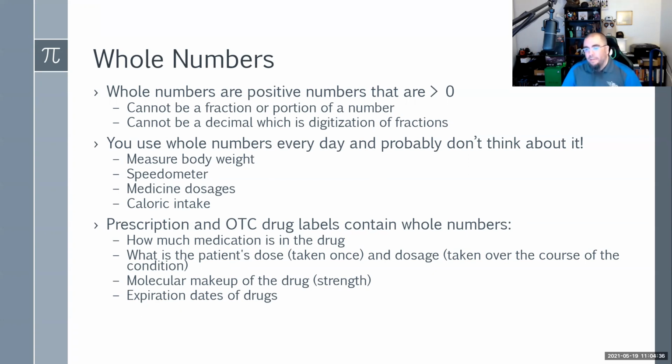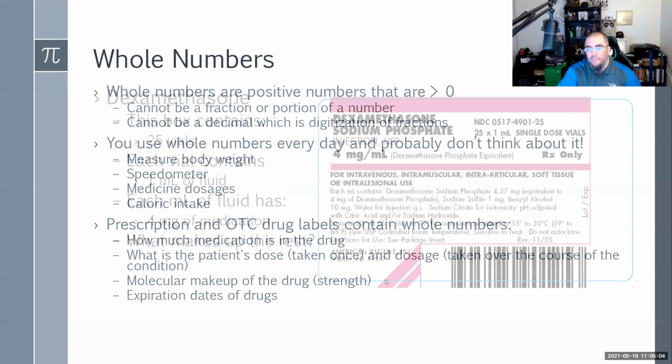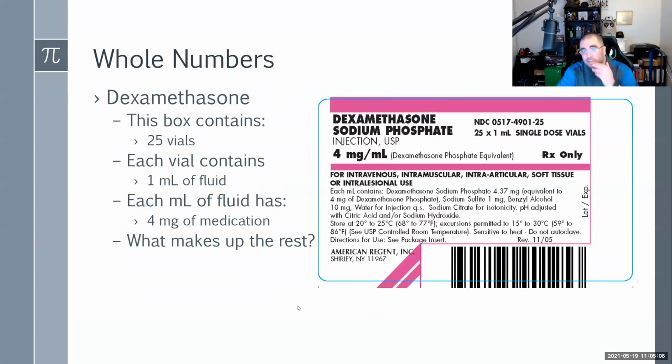In the medical world, a lot of times when we're dealing with numbers, we're typically dealing with prescriptions and over-the-counter drug labels, right? That tells us how much medication is in the drug. What's the patient's dose? How much are they supposed to take each time? What's their dosage? How much they've taken over their whole condition? What's the strength of the drug? And then what's the expiration of the drugs? Because in reality, you should never take a drug that's expired. I'm just warning you, you shouldn't do that. There's a reason why there's an expiration date on it, except for insulin, and we'll talk about that when we talk about drugs, right? So here we have a common drug that we use in physical therapy.